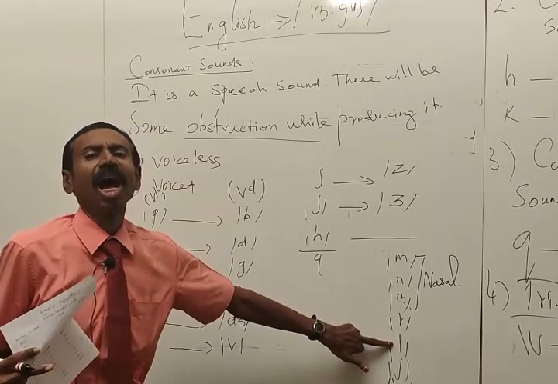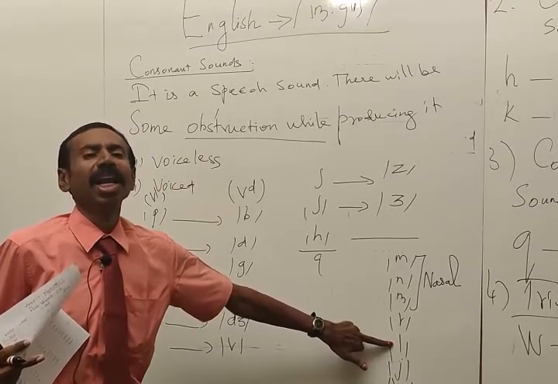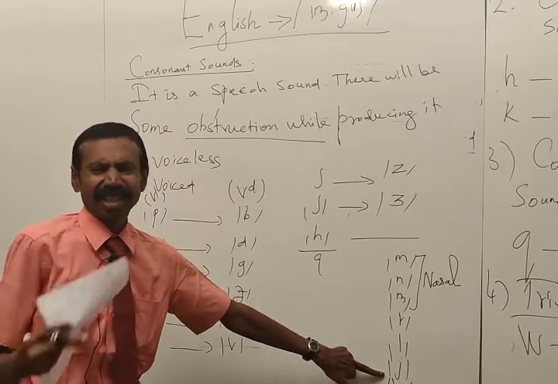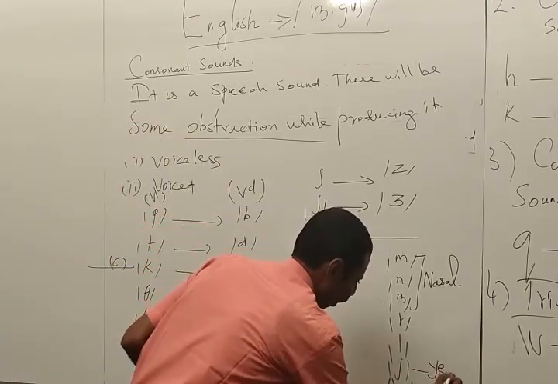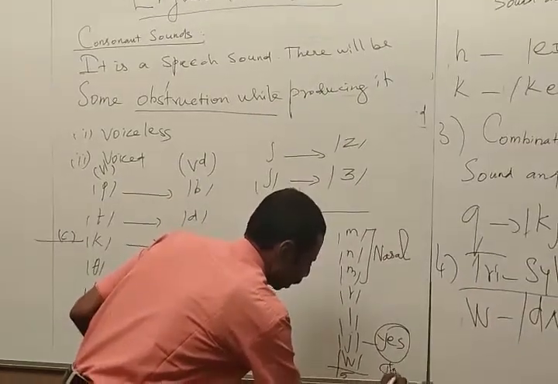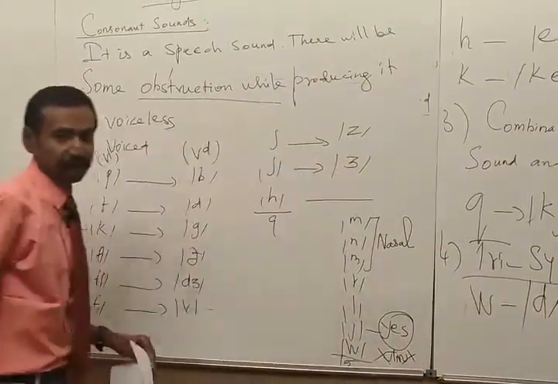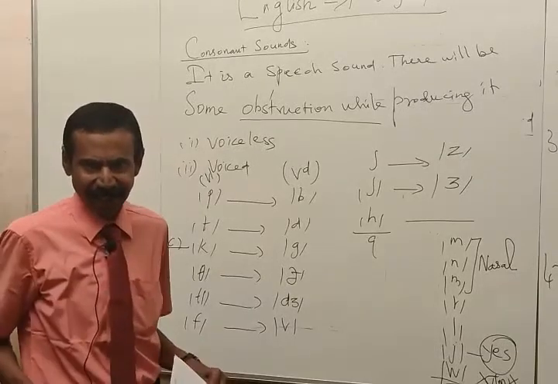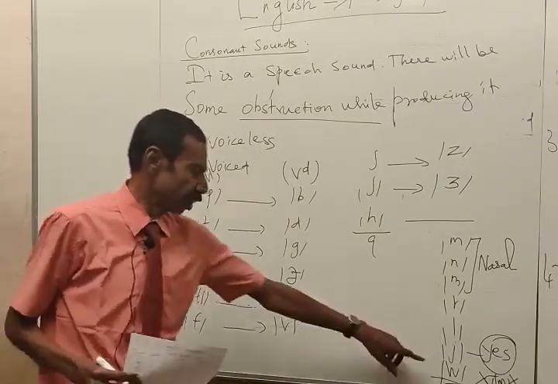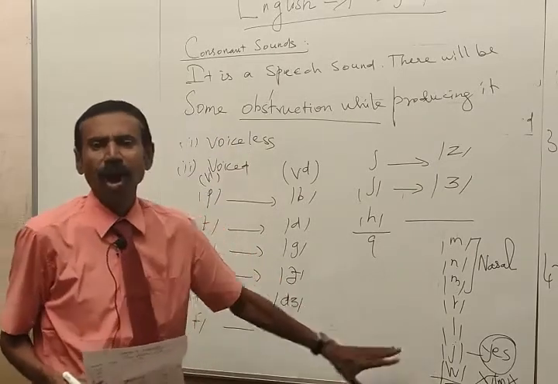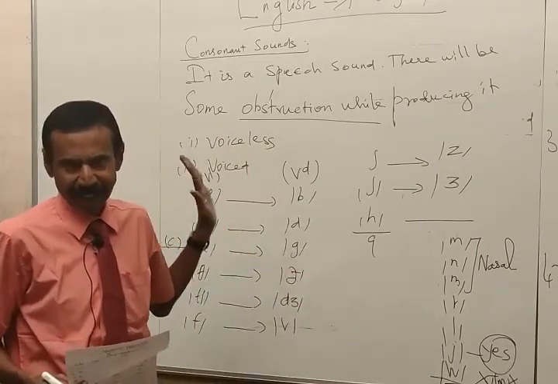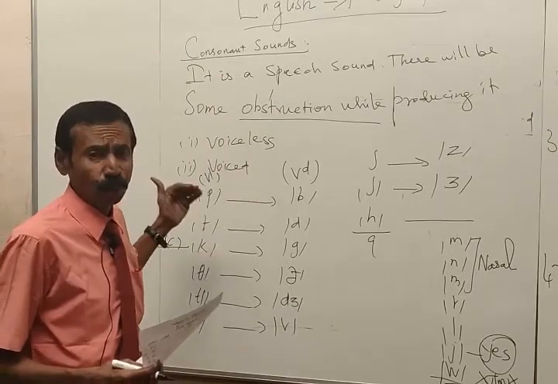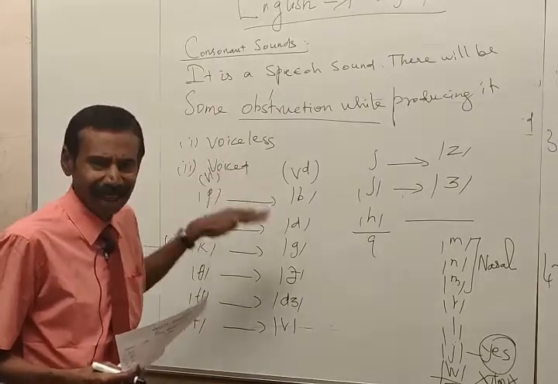This is the lateral sound. La, la, love, like, ladder. You have to pronounce it like this. Yes. But we are pronouncing it the wrong way. You have to use the y sound: yes, yellow, young. Like this you have to pronounce. The last letter is W: what, when, where. So with this we have completed all the consonant sounds, both voiced and voiceless.